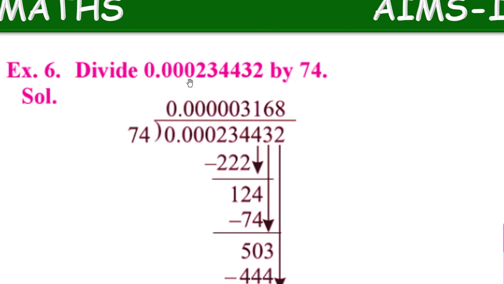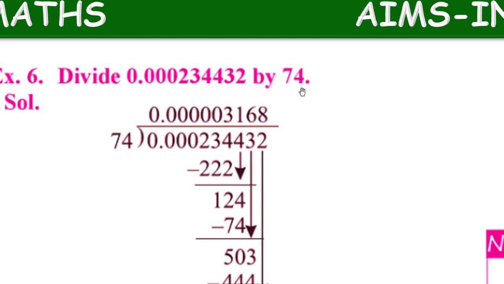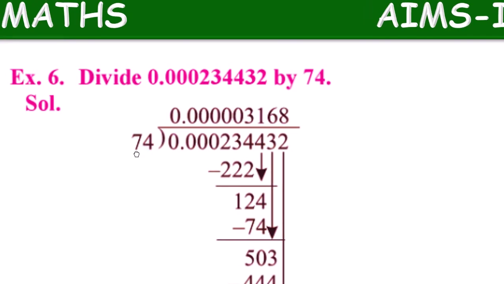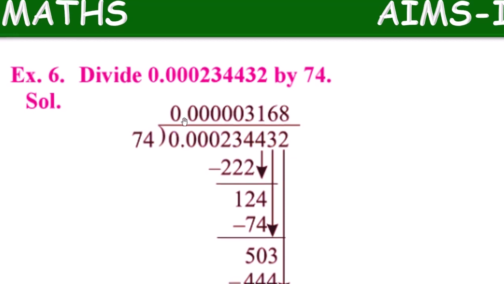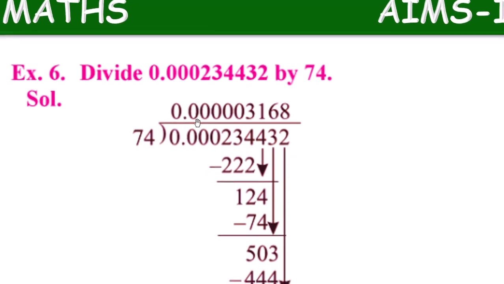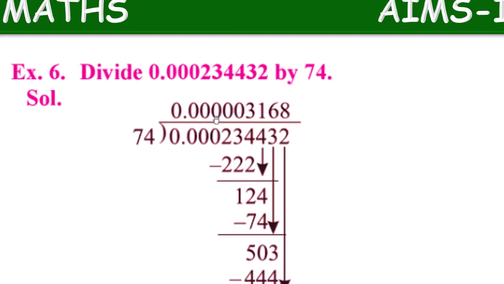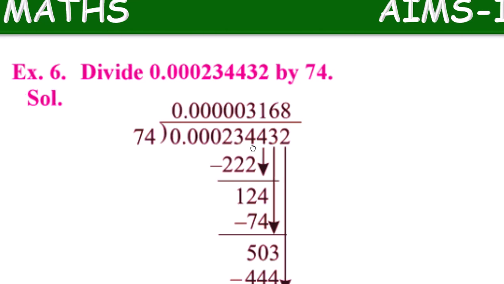Next, 0.123456789. After the 0 point, we have 9 decimal places. We have to divide with 74. This 0 is not divisible. 0 we will keep. Point above point we will keep. These 0s also are not divisible. 2 not divisible. If you consider 2 numbers, 12 not divisible. If you consider 3 numbers, 123 is divisible.